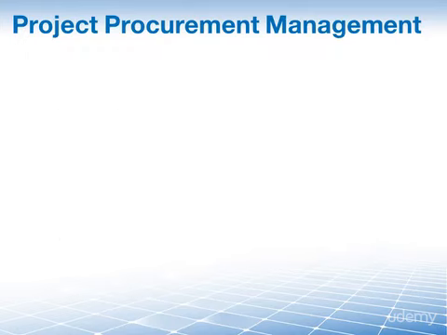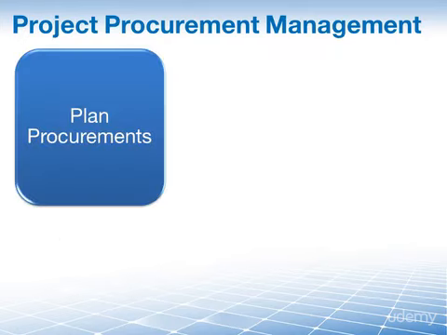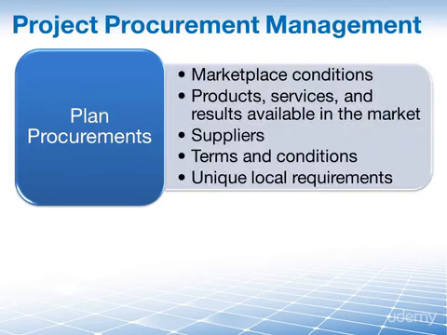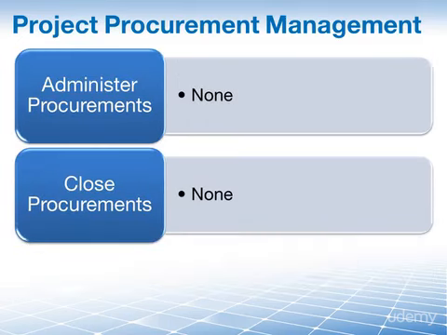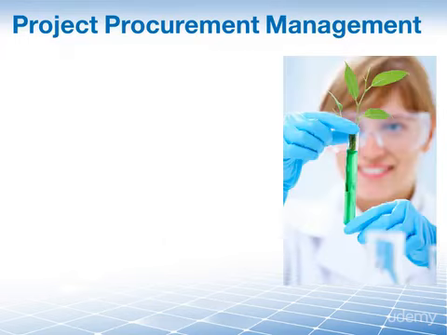The factors that influence plan procurements are not really all too difficult to understand. Here's the overview from the PMBOK guide. We have marketplace conditions, product, service and results available in the marketplace, suppliers, terms and conditions, as well as unique local requirements. We'll take a closer look at 3 of these in just a little bit, but just as a reminder here, conduct procurements as well as administer procurements and close procurements do not have any enterprise environmental factors to consider. So I promised you 3 examples.